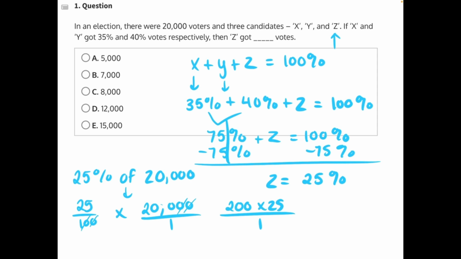When we're multiplying these two numbers together, we don't need to stack them up like this. We can just multiply 25 to 2 and get 50, and then add on the 2 zeros, giving us 5,000, making A our correct answer.